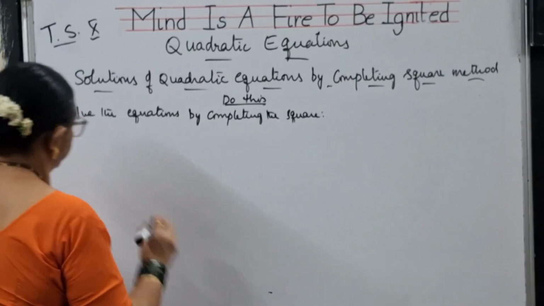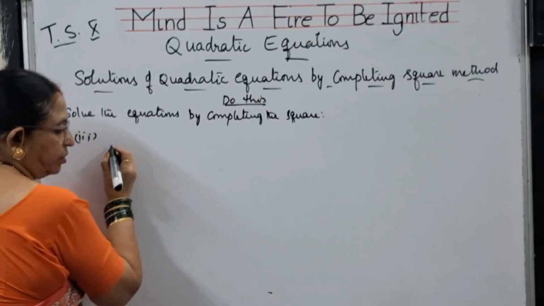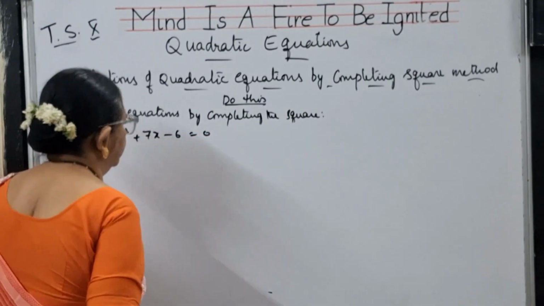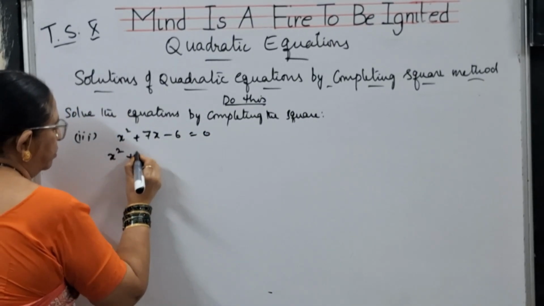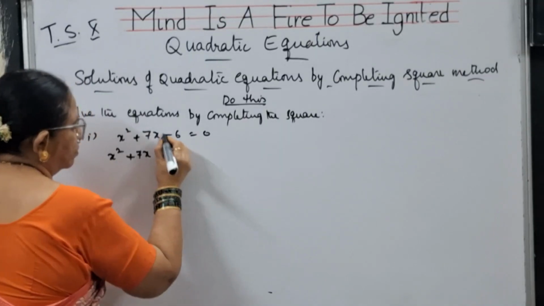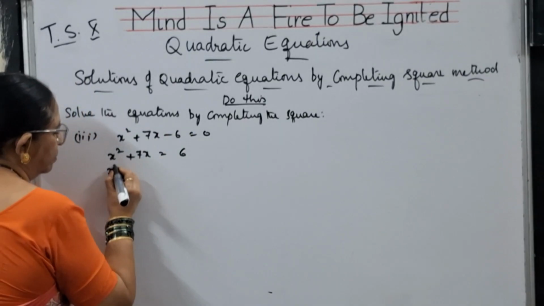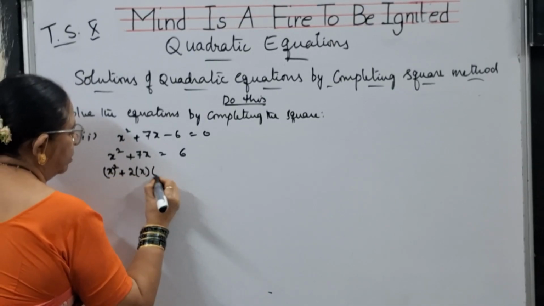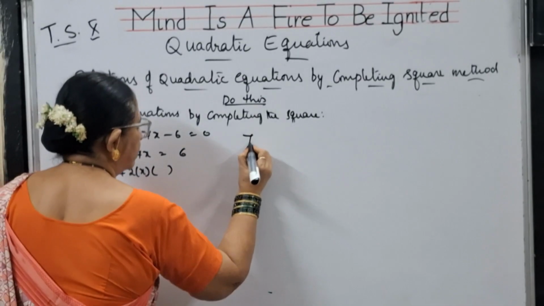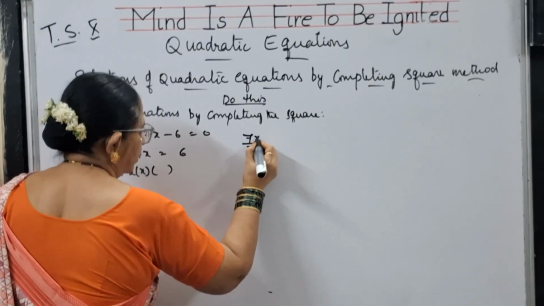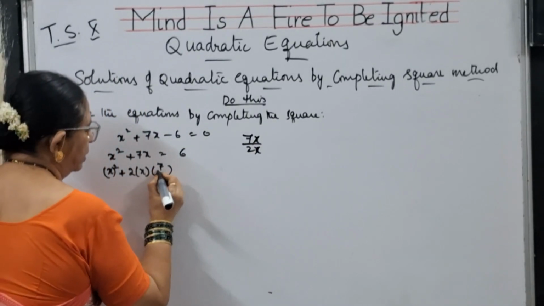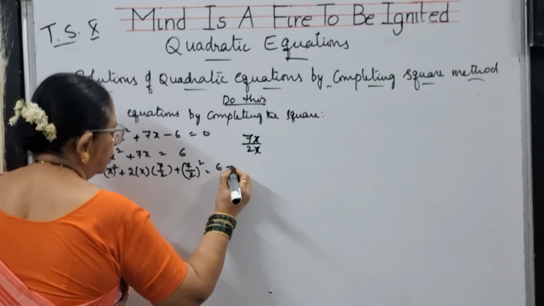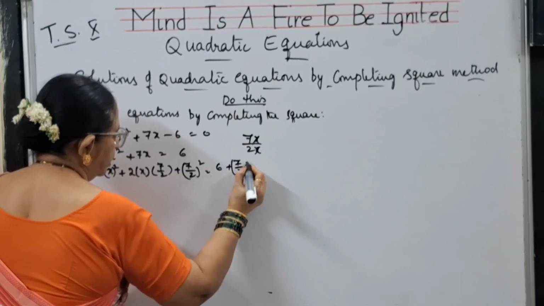Now third bit. Third bit is x square plus 7x minus 6 is equal to 0. That means x square plus 7x is equal to 6. Minus 6 has become 6. So x square means x whole square plus 2 into x into something. How will you get that? 7x by 2x, you are getting 7 by 2. So here 7 by 2 plus 7 by 2 whole square is equal to 6 plus 7 by 2 whole square.